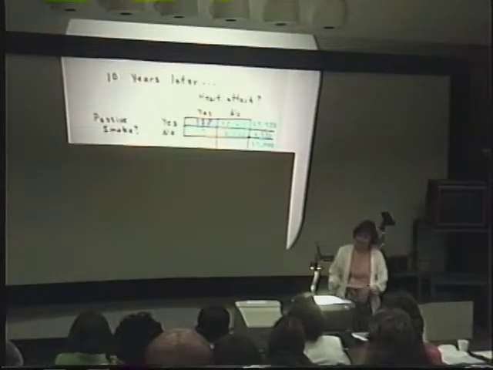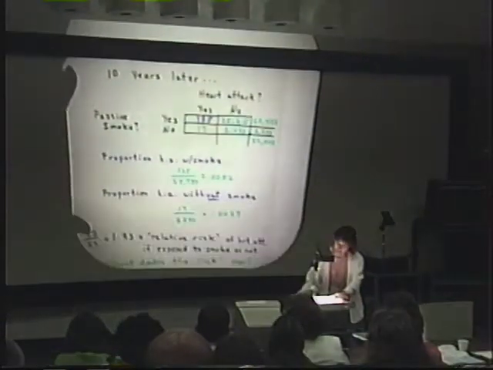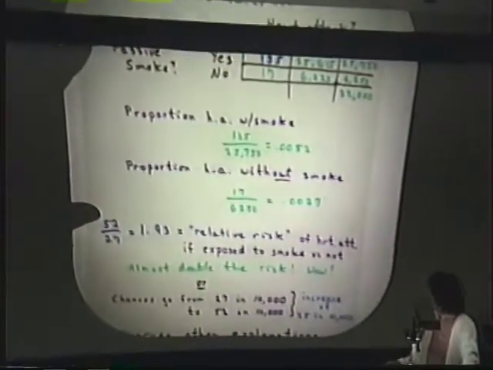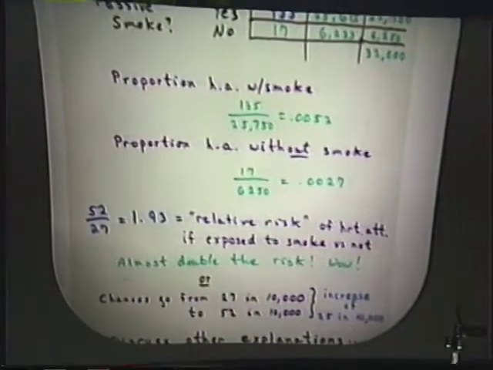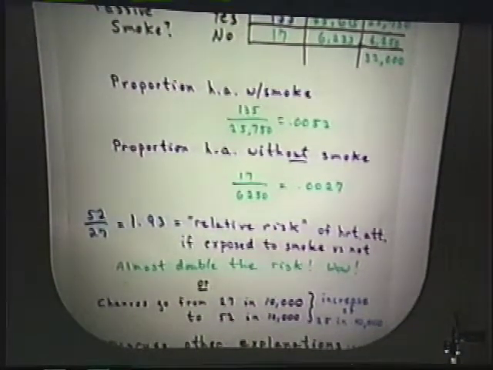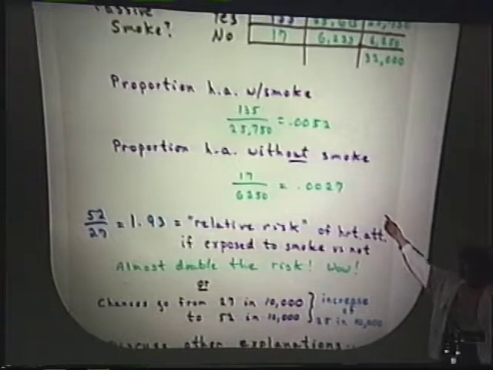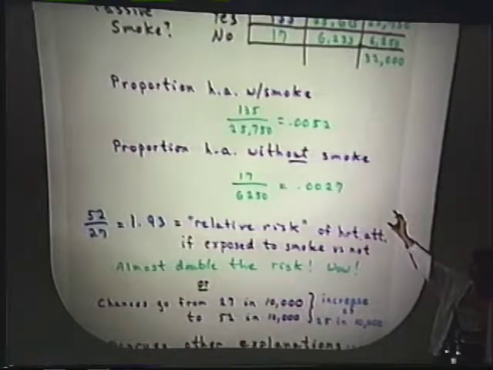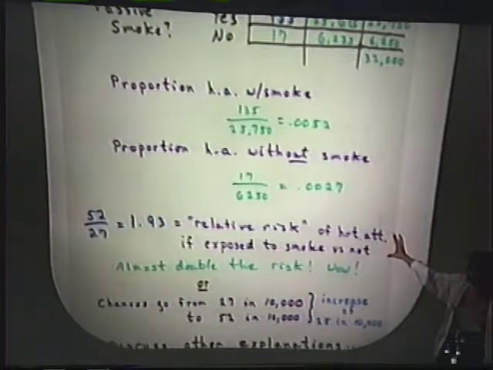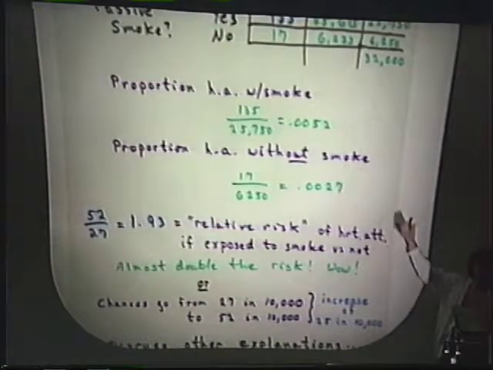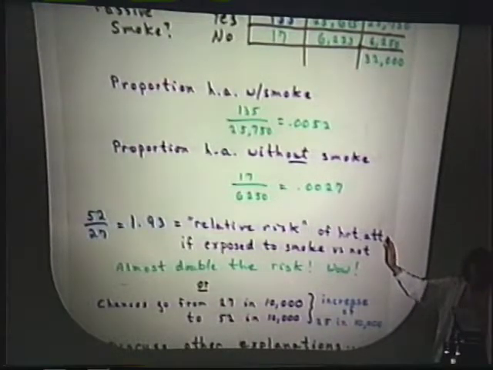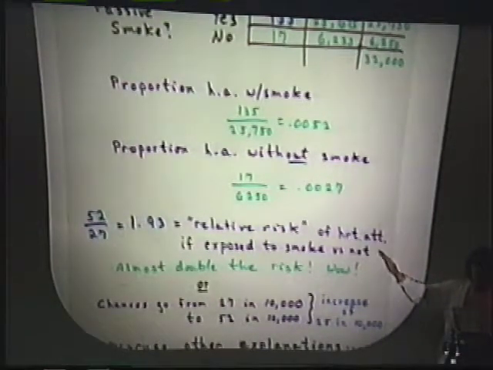Okay, now let me just show you some statistics based on this. The proportion of those living with passive smokers who had heart attacks was 0.0052. The proportion who had heart attacks who were not living with passive smokers was 0.0027. And if you look at the so-called relative risk, just compare those two numbers, it's going to be 1.93. So there's almost double the risk based on this study of having a heart attack if you live with a smoker but don't smoke yourself than if you don't live with a smoker and don't smoke yourself.